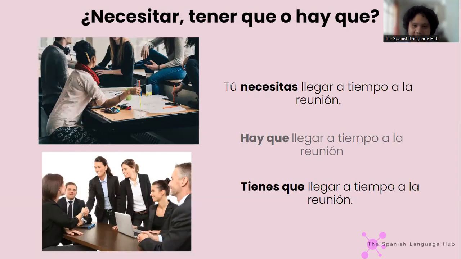Now, tienes que llegar a tiempo a la reunión. So this is an important meeting and you have to be on time for the meeting. Or this person maybe is known for not being punctual. So they say, hey, look, you have to be on time for this meeting. I know you and you're always late, please. You have to be on time. Es muy importante, it's very important.